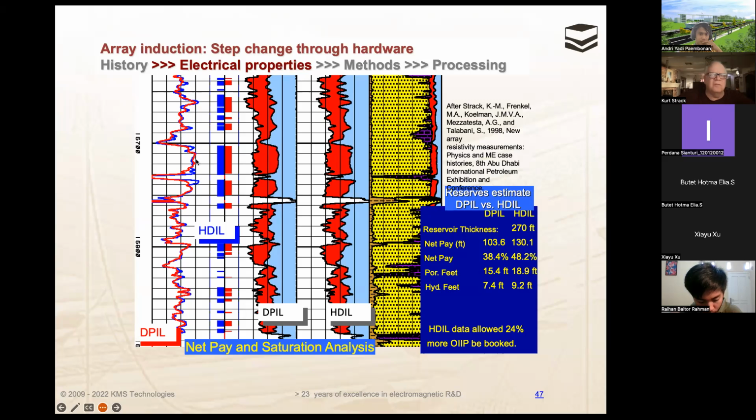And the higher the resistivity is, the more oil you find. You also see more zones. So you have oil-bearing zones here that you wouldn't see with the old tool. And you define a cutoff percentage and you calculate from the resistivity values and the cutoff value how much oil you have in the ground. And here you can see that the array induction sees 24% more oil initially in place.